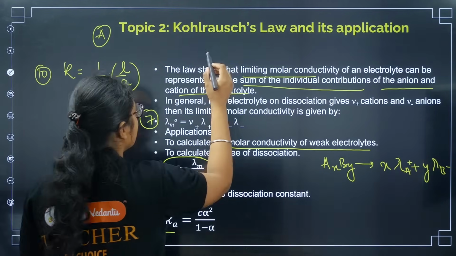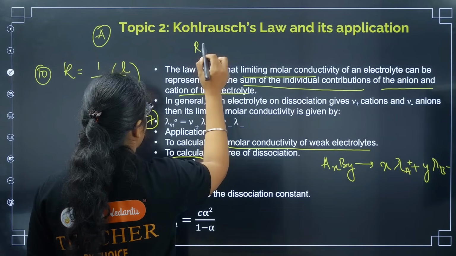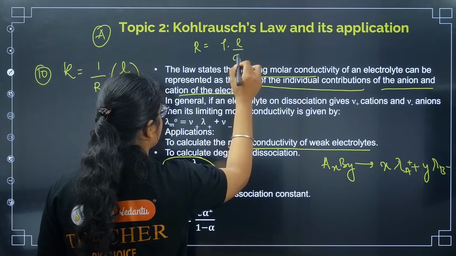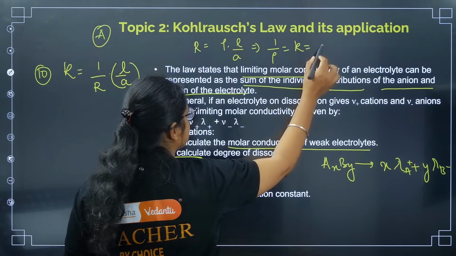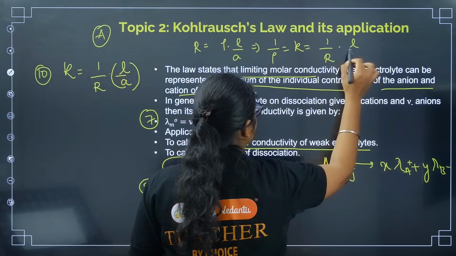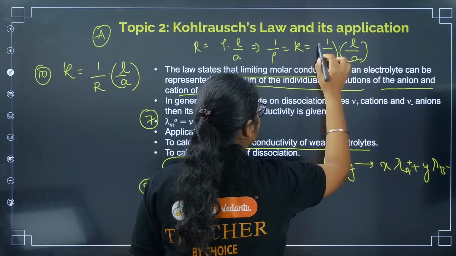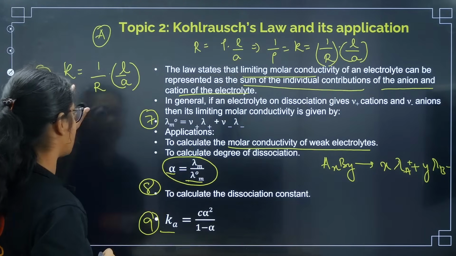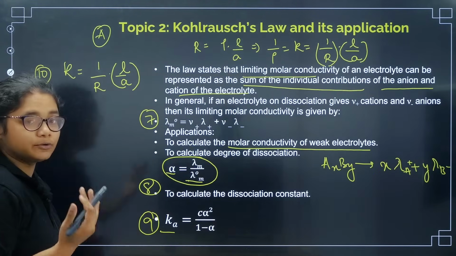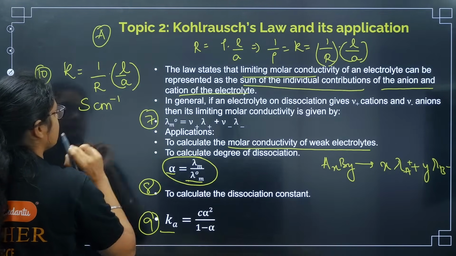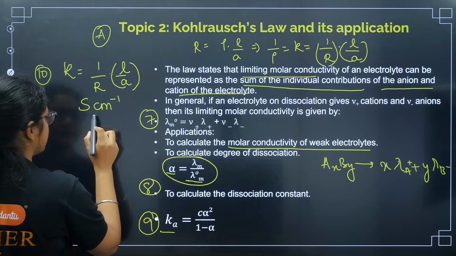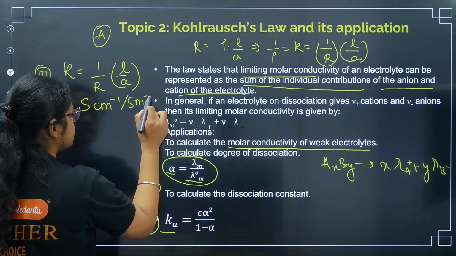So just so you know, we have the formula R is equal to rho into L by A, right? Now 1 by rho is nothing but your kappa. So that is equal to 1 by R into L by A. Okay, so this is the formula for the kappa value. What are its units? Its units are S centimeter inverse, or S meter inverse. This is the first formula.